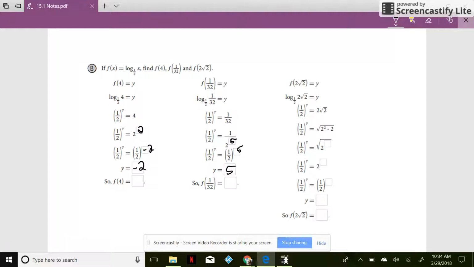And then we've got log base 1/2 of 2√2 is equal to y. Circle the wagon, 1/2 to the y is 2√2. So we want to change this into exponential form. You've got 2 to the 1 times 2 to the 1/2, so we want to add those exponents. We end up with 2 to the 3/2. So 2 to the 3/2 is 1/2 to the -3/2, which means y will be equal to -3/2.